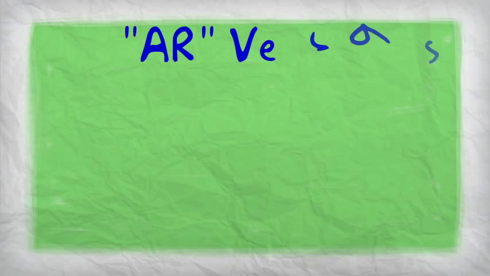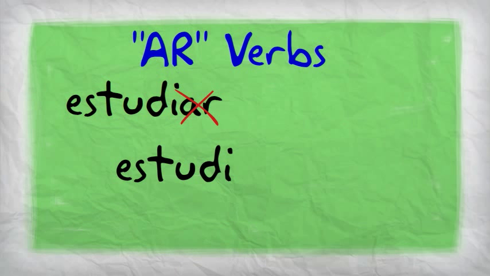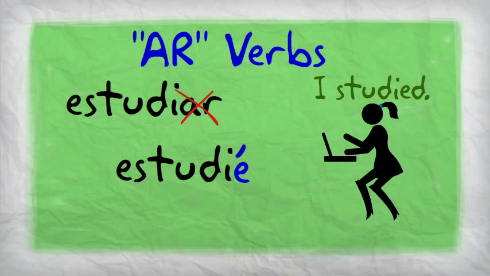To talk about actions in the past, you need to pay attention to whether a verb is an AR, ER, or IR verb. Let's use estudiar, to study, as an example of what to do with AR verbs. Just like in the present, eliminate the last two letters and use the remaining stem. But to say in the past, I studied, add an E with an accent, estudié.